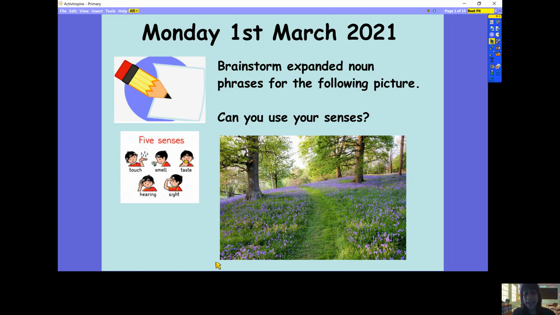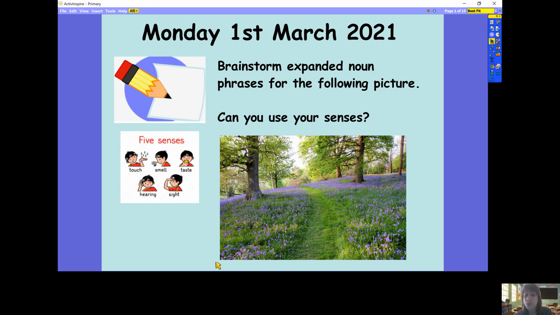So I have got a lovely picture here, a lovely woodland scene. And what I would like you to do is to brainstorm some expanded noun phrases that you can use to describe the picture. Now, if you want to challenge yourself, you can divide your noun phrases into different categories based on the 5 senses. So touch, smell, taste, hearing, and sight.